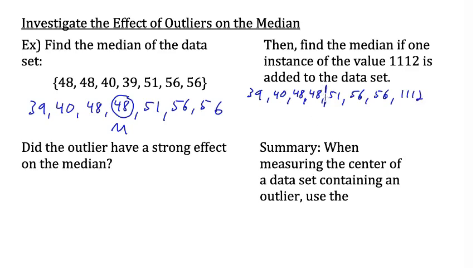So our new median will be halfway between 48 and 51. So we'll go ahead and add those and divide by 2. And we get 49.5.